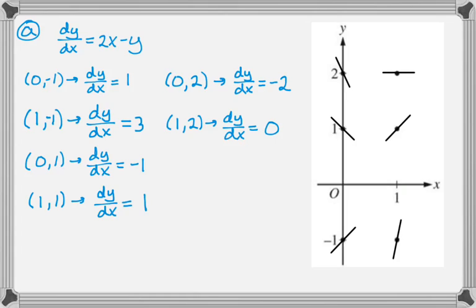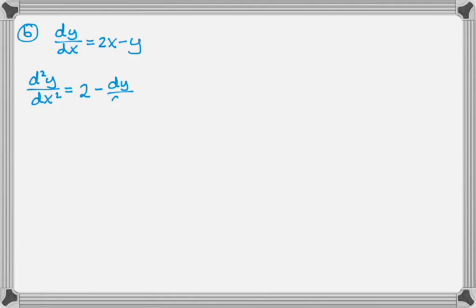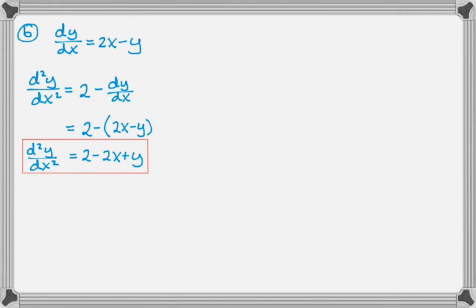But let's move on to the next part, in which we are asked to find the second derivative of this thing in terms of x and y. So this is a pretty common question. So it involves a little bit of implicit differentiation. So the second derivative, the derivative of 2x is 2. The derivative of y is dy/dx, so I get 2 minus dy/dx. And then I want my answer in terms of x and y, so I'm going to replace dy/dx with the quantity 2x minus y and distribute. And there's my second derivative in terms of x and y.